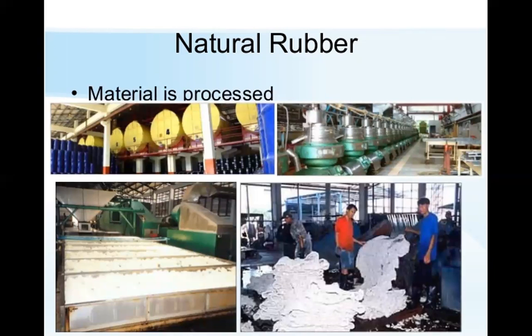The latex obtained from the plant is diluted with 15 to 20% water and filtered to remove suspended impurities like pieces of bark, leaves, etc. Then it is taken into tanks and treated with acetic acid or formic acid. Then the rubber coagulates and forms a soft white mass known as coagulum, which is filtered and washed with water.